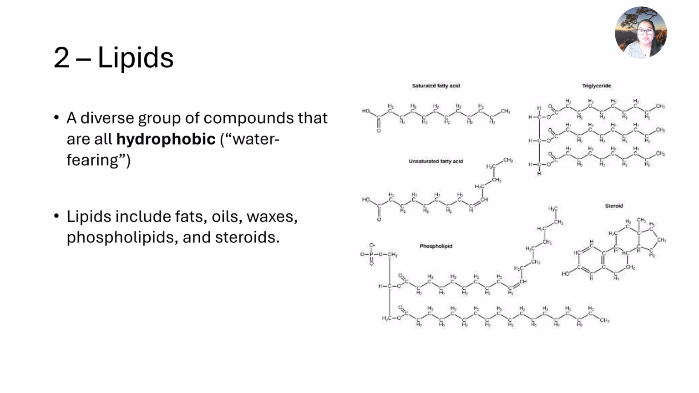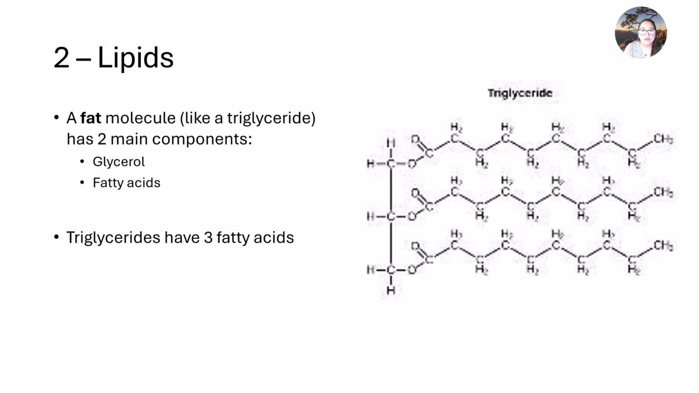So we'll talk about fats because that relates more towards our bigger picture as humans and our nutrition and things like that. A fat molecule, like a triglyceride, has two main components. This part of it called glycerol, which is these three carbons on the left, and then fatty acids, which are all these branches on the right of this molecule.